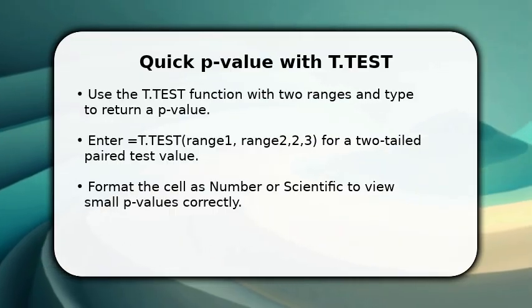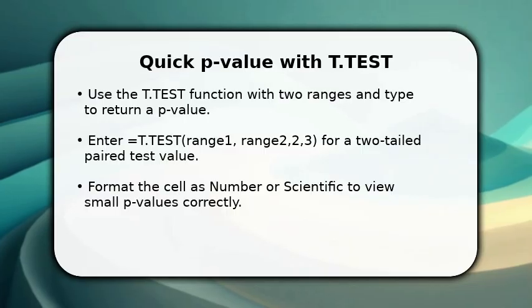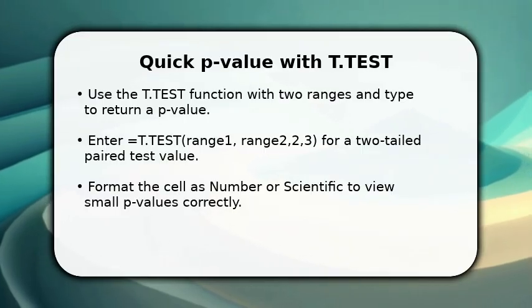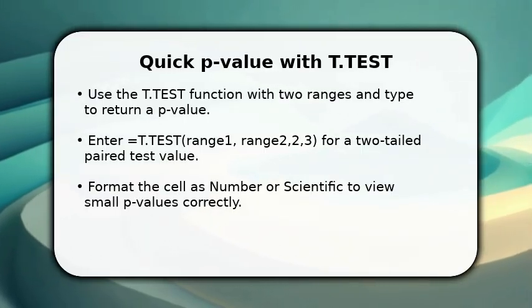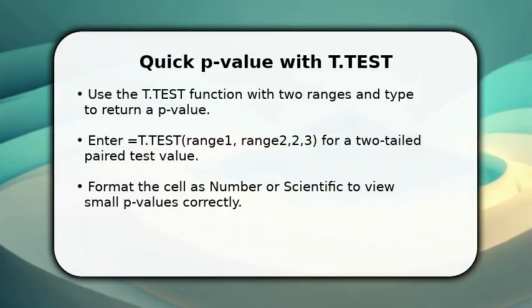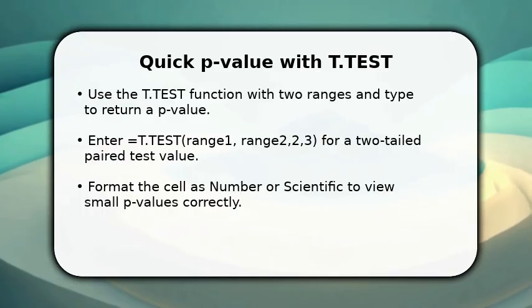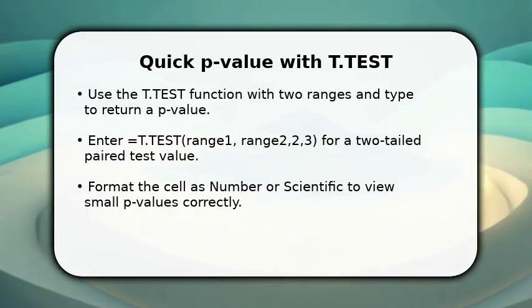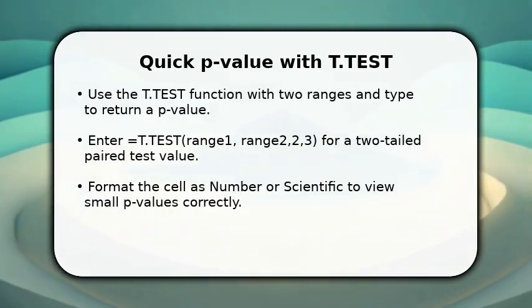Type equals T.TEST, then select the first data range and a comma. Select the second data range and a comma. Enter 2 for a two-tailed test, a comma, then 3 or 1 for paired or unequal variance testing. Press Enter to return the p-value instantly, and proceed to formatting.